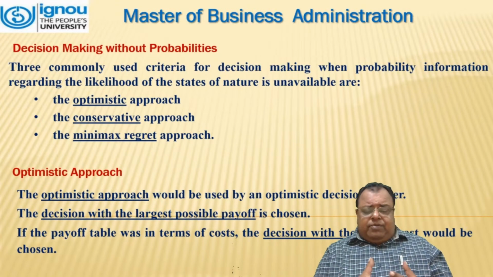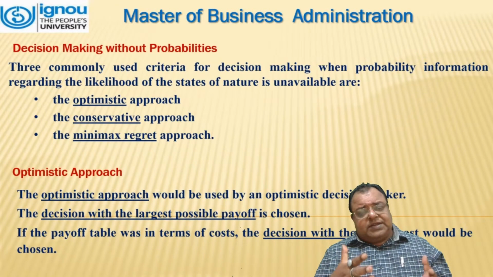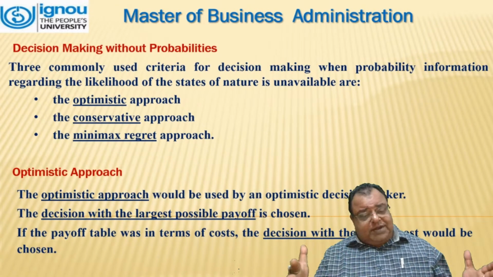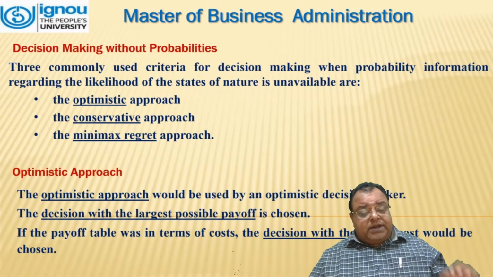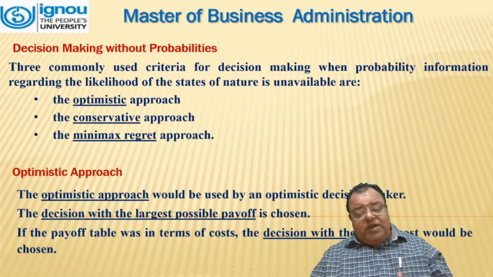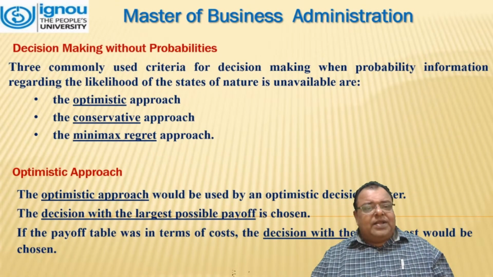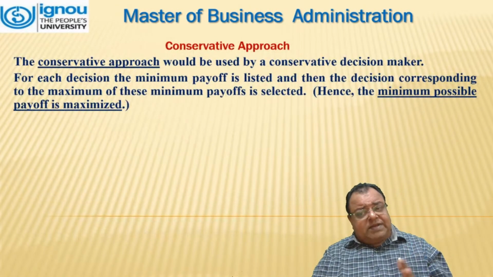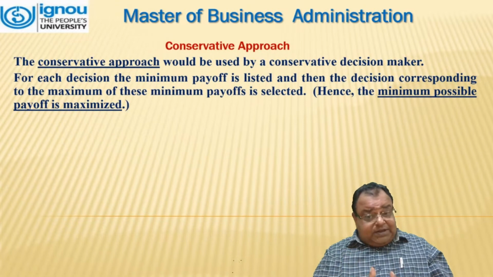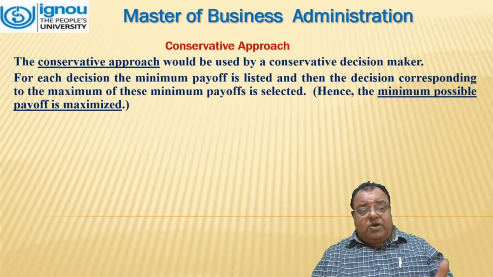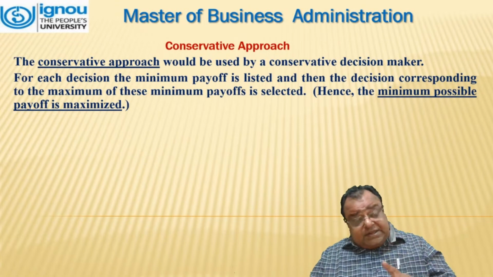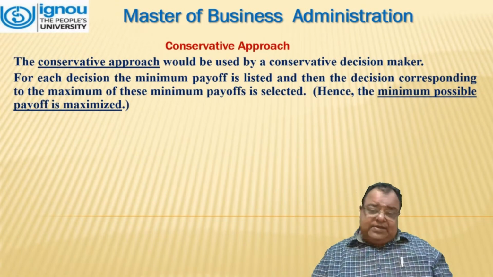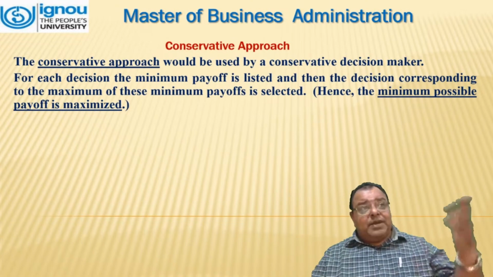The optimistic approach would be used by an optimistic decision maker. The decision with the largest possible payoff is chosen. If the payoff table was in terms of cost, the decision with the lowest cost would be chosen. Conservative approach. The conservative approach would be used by a conservative decision maker. For each decision, the minimum payoff is listed and then the decision corresponding to the maximum of these minimum payoffs is selected. Hence, the minimum possible payoff is maximized.